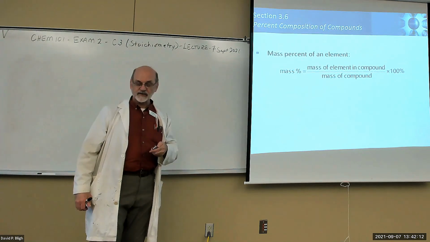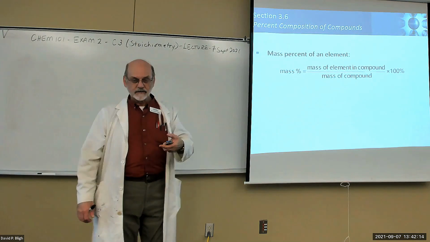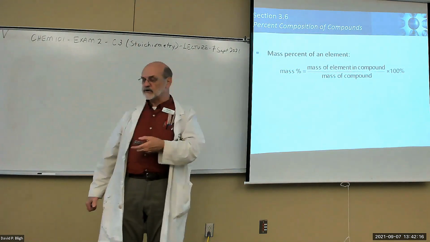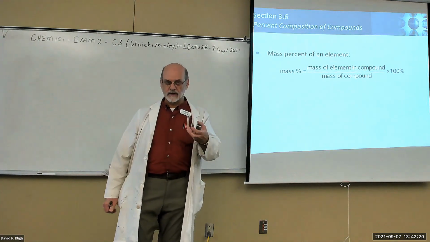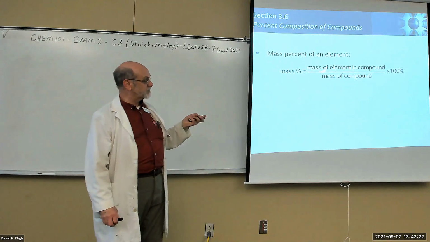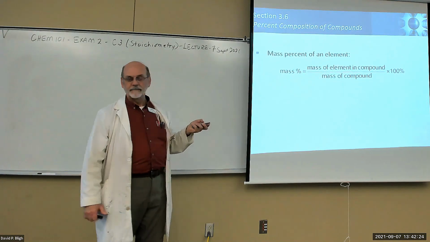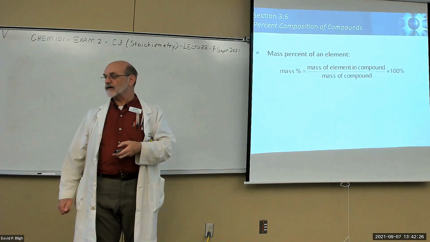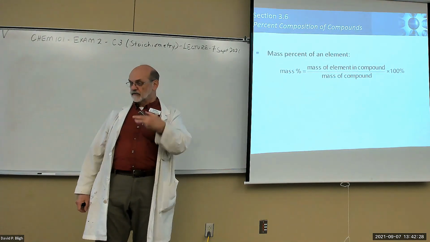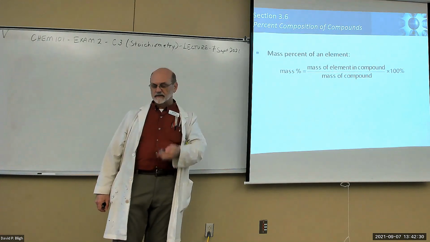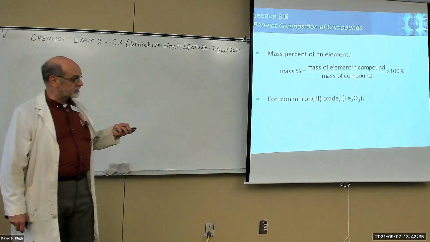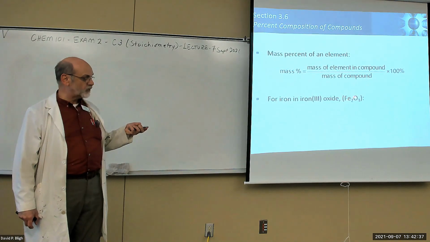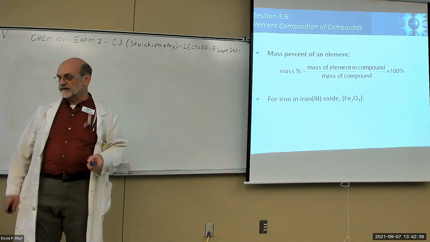Now you can do that experimentally in the lab. If you have a purified compound, then you can determine the individual elements in it and their relative masses expressed this way. Or you can do a theoretical calculation based upon the formula unit of the compound. And that's what we would do in this case. Iron(III) oxide is Fe2O3. We know that.